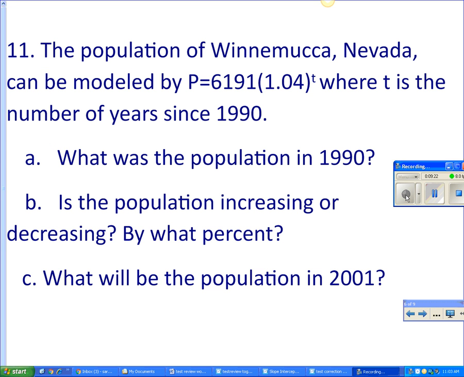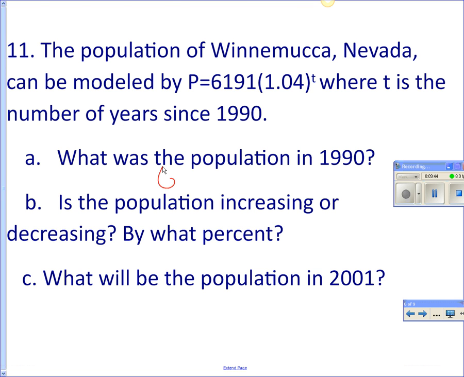Sorry about that, guys. Number 11, the population of Winnemucca, Nevada can be modeled by P equals 6191 times 1.04 to the T, where T is the number of years since 1990. A says, what was the population in 1990? Monica, what do you think? How am I going to answer that? What's the population in 1990? Yeah, good job, Monica. That was a hard question, and you nailed it. 6,191. Somebody tell me why that's the answer.